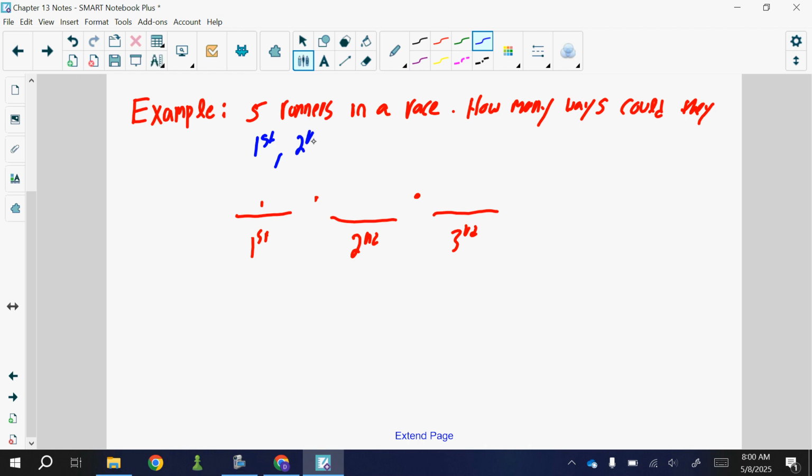First, second, and third place. So there are 5 runners, but now I only care about first, second, and third place. Again, for first place, I have 5 potential runners that could get first place, then 4 for second, and then 3 for third. So 5 times 4 times 3 goes to 60.